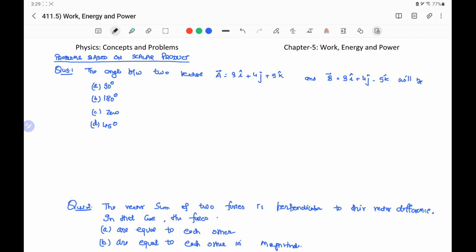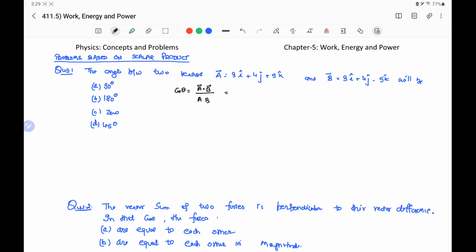First problem is the angle between two vectors A equal to 3i plus 4j plus 5k and B is 3i plus 4j minus 5k will be, options are 90 degree, 180 degree, 0 or 45 degree. For angle, we have said that cos theta will be equal to vector A dot vector B divided by the magnitude of vector A and vector B.